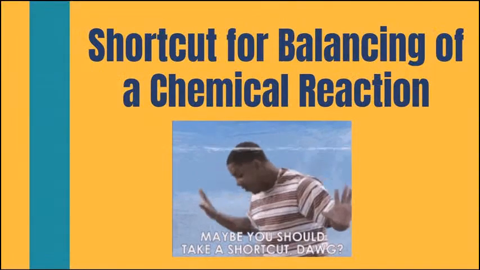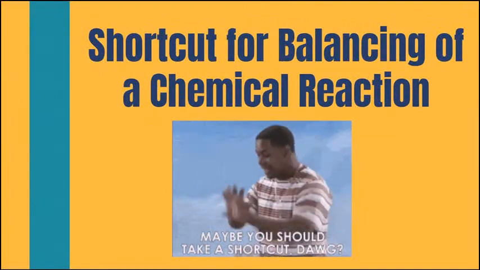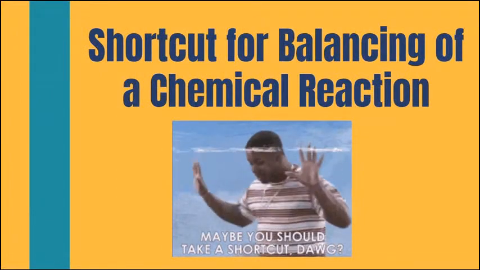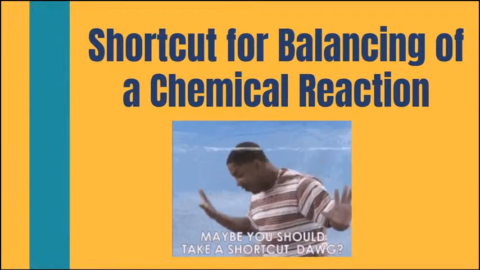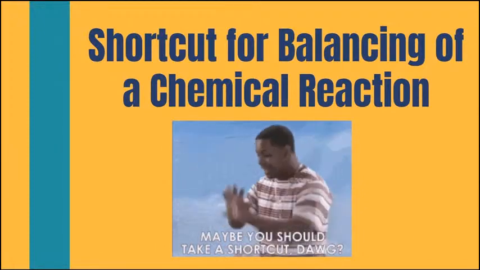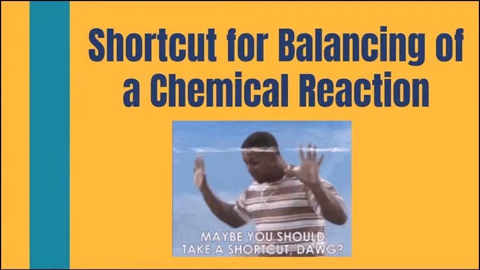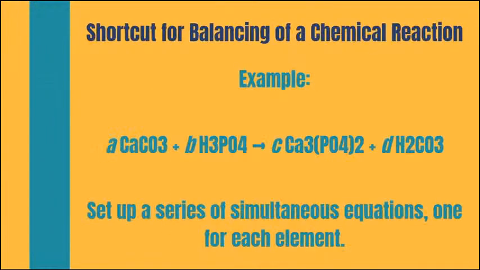Okay, and as I've promised you the shortcut for balancing of a chemical reaction, I will reveal it to you right now. This is very simple and you can do those problems in just seconds by using this particular formula or the steps I'm telling you. Here also, let's do this by considering an example. We will take CaCO3 plus H3PO4 which gives Ca3(PO4)2 plus H2CO3. So this would be our unbalanced equation.